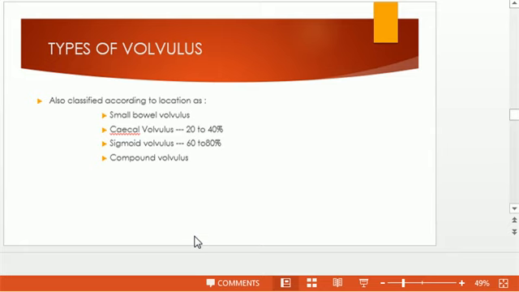Now if we talk about the types, one way to group them is also according to location. The type of volvulus may be small bowel volvulus, cecal volvulus, which makes up about 20 to 40% of the cases. Then another type is the sigmoid volvulus, which makes up about 60 to 80% of the cases of volvulus. And another variety is compound volvulus.